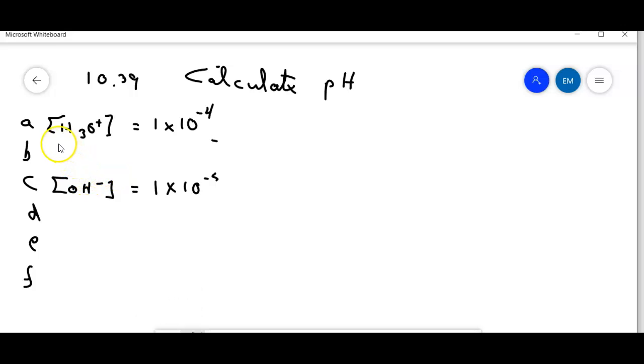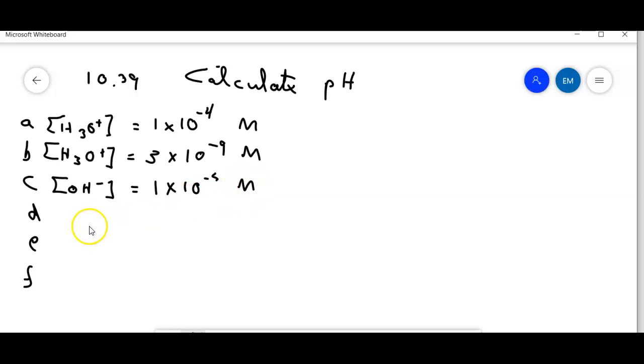B is hydrogen ion concentration equal to 3 times 10 to the minus ninth. Not 3.0, just 3. Now let's get this out of here. These are all molar.